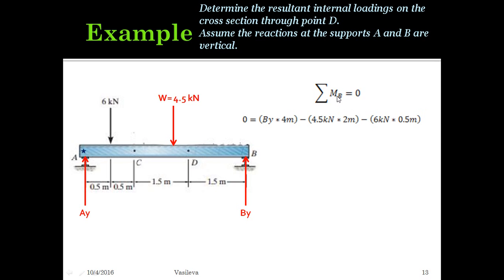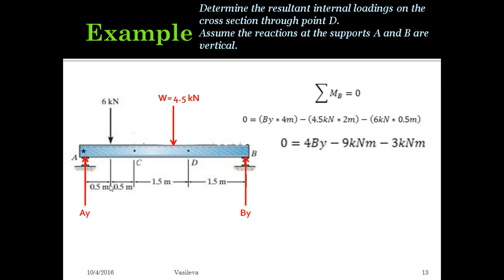Yeah, this should be point A, sorry. So if I'm doing the sum of the moments about point A, I can ignore AY because it falls on that point. Then I have BY because it's counterclockwise, so positive BY times 4 meters, minus 4.5 because it's clockwise times 2 meters, minus 6 kilonewtons because it's clockwise times 0.5 meters.